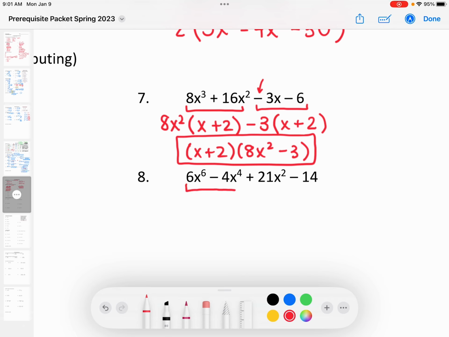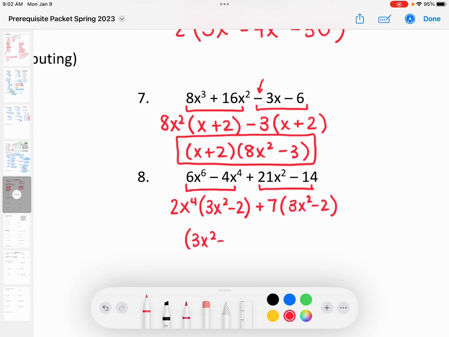Last one, is there anything I can factor out of a 6 and a 4? That'd be a 2, and I can take an entire x to the 4th out of there. 3x squared minus 2. Second one, the best I can do is just a 7. 3x squared minus 2, that's a good sign. They both have a 3x squared minus 2. And a 2x to the 4th plus a 7 left over.